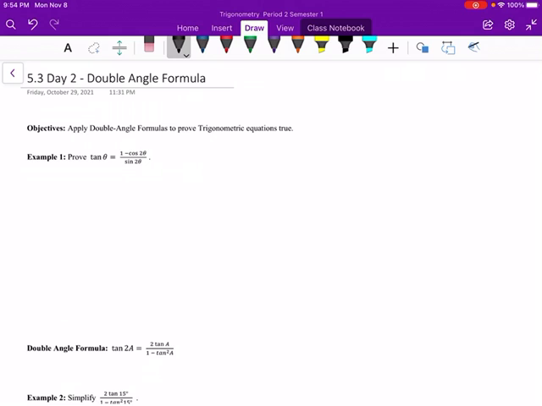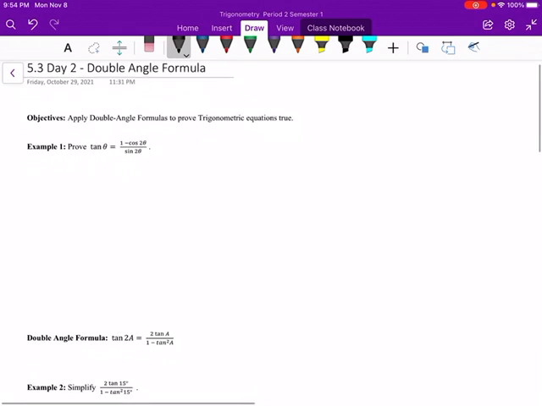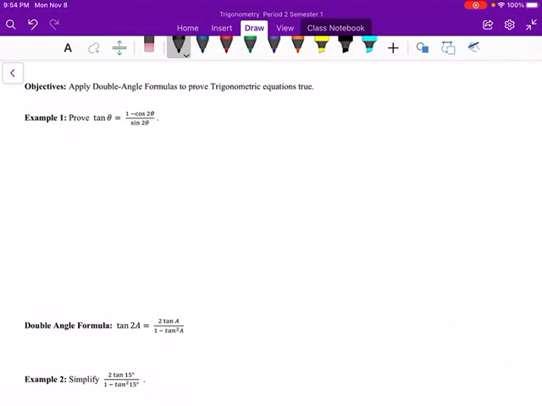So today we are working on 5.3 day 2, which is our double angle formulas. So our first problem, we are going to prove that tangent of theta equals 1 minus cosine of 2 theta all over sine of 2 theta.